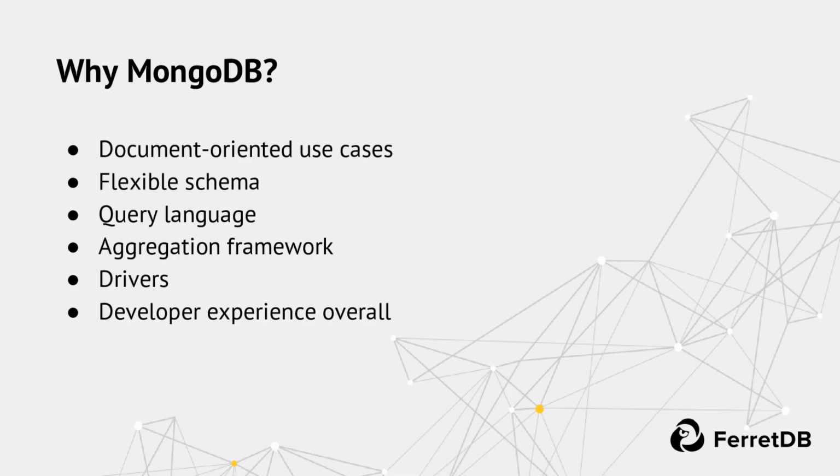So first of all, MongoDB is really great for document-oriented use cases. It's not always possible to use a regular relational database. Quite often, it's not enough or it's not really suitable. And in such cases, MongoDB fits very well with its document-oriented approach. Then MongoDB has a flexible schema. This is also one of the things we like about it.